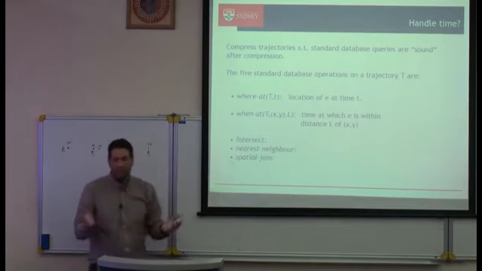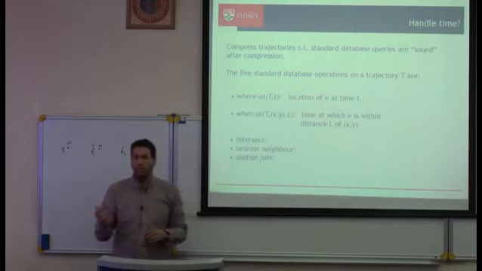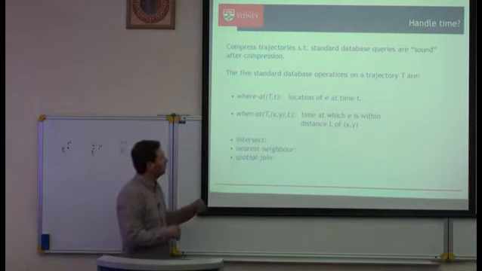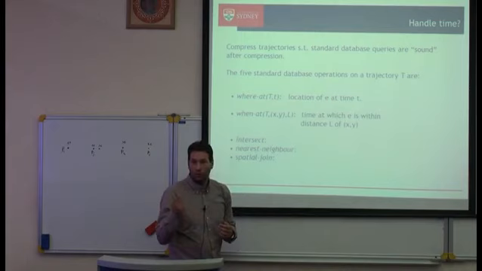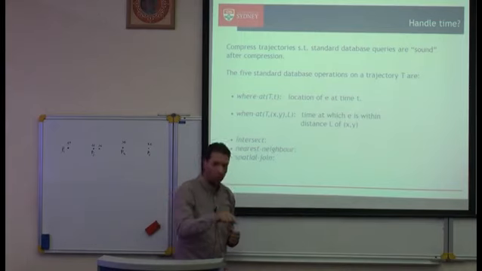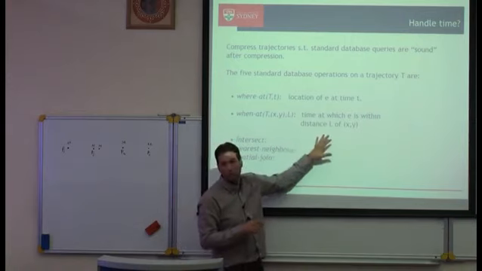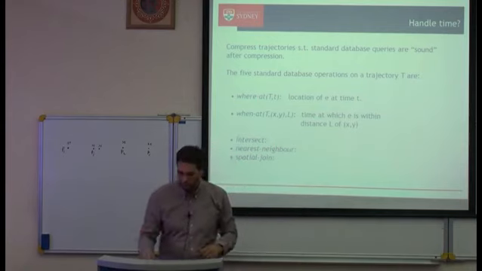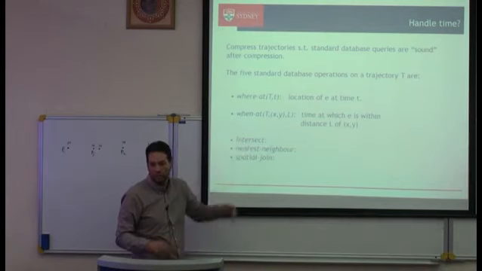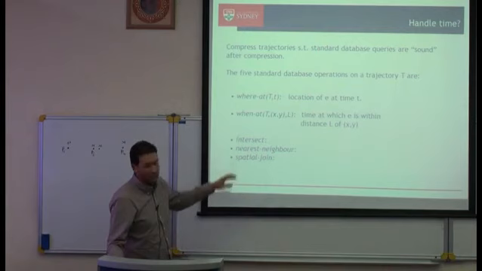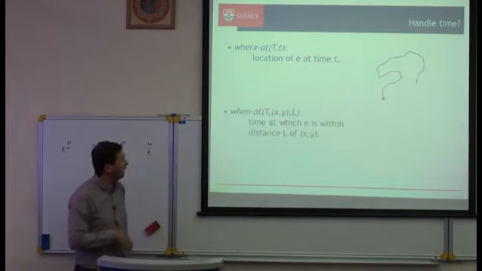It is claimed that there are 5 standard database operations done on trajectories. It's where at: what is the location of the entity at time t? It's when at: what is the time at which E is within distance of a point? Right, so I more or less perform a point query, and I want to know when the entity is close to that point. Then there are intersect, nearest neighbor and spatial join, but I'm not going to talk about them because they are maintained easily after the simplification. So I'm only going to talk about where at and when at.